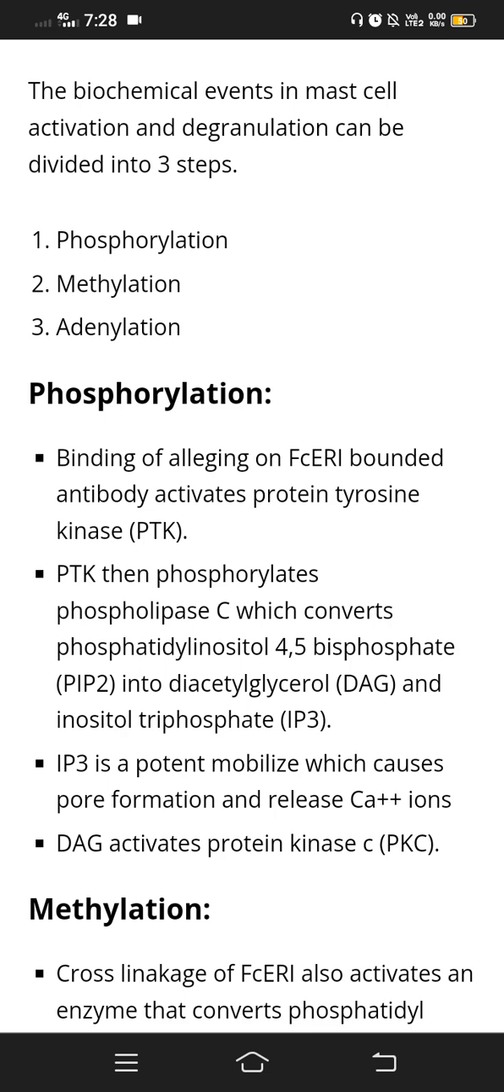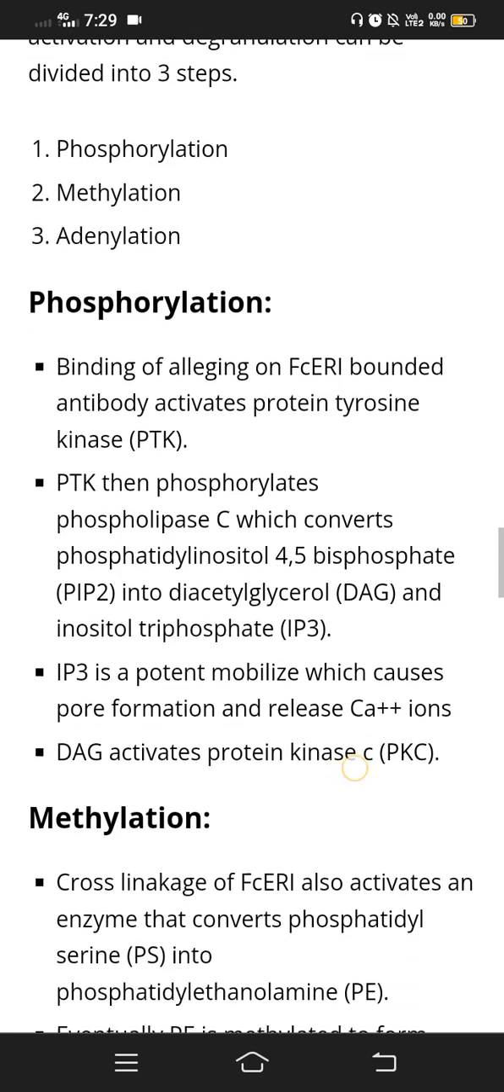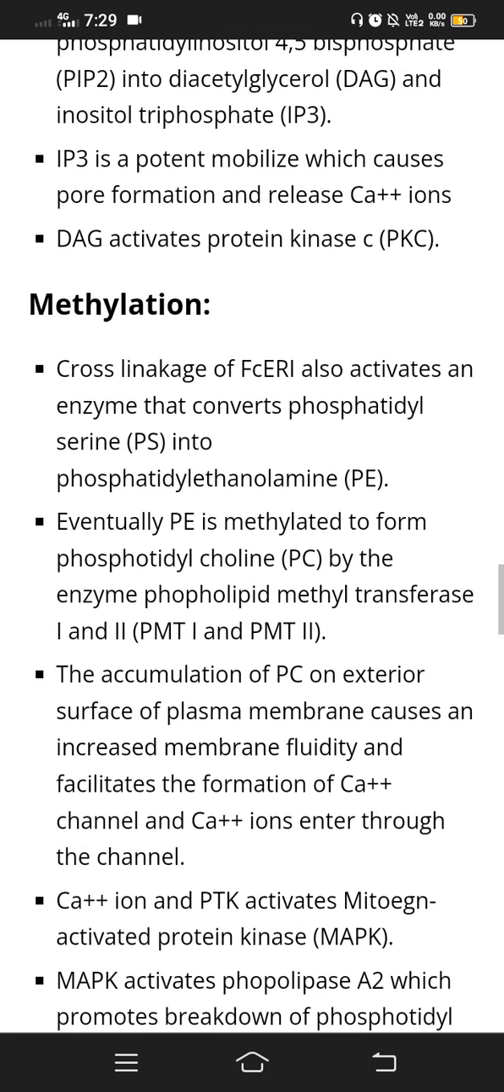Phosphorylation. Binding of allergen on FcεRI-bound antibody activates protein tyrosine kinase, PTK, which phosphorylates phospholipase C, which converts phosphatidylinositol 4,5-bisphosphate, PIP2, into diacylglycerol and inositol triphosphate, IP3. IP3 is a potent calcium mobilizer which causes pore formation and release of Ca++ ions. DAG activates protein kinase C, PKC.